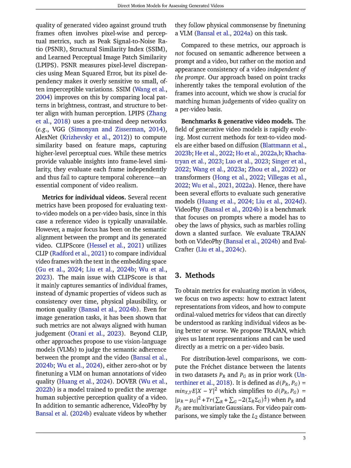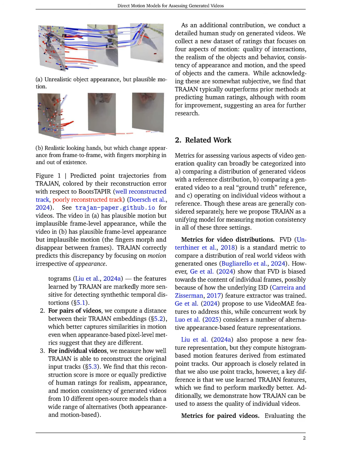This allows Trajan to perform better in various evaluation settings, including distribution-level comparisons, pairwise video assessments, and individual video evaluations, where it consistently outperforms alternatives in detecting synthetic temporal distortions. Additionally, TRAJAN's reconstruction score correlates more strongly with human ratings of realism and motion consistency, indicating its effectiveness in predicting subjective quality. Overall, TRAJAN's ability to assess motion quality across different contexts makes it a versatile tool for evaluating generative video models.